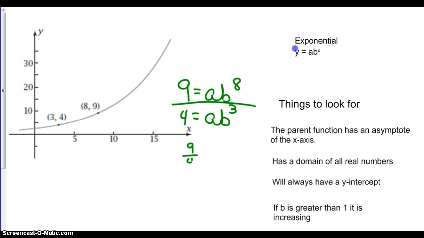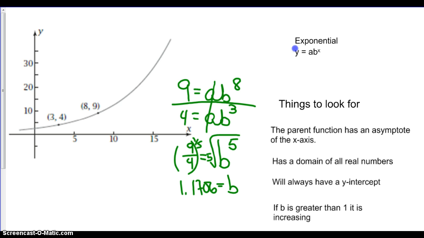So you're going to have 9/4, a divided by a crosses out, and then remember, we subtract the powers, so b to the 5th power, and then you're going to take the 5th root or raise it to the 1/5 power. Those are equivalent, right? And b is going to equal 1.1706.